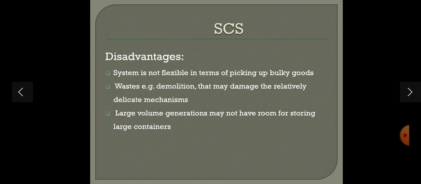And here the disadvantages are that it is not very flexible as in the case of a hauled container system, especially when it comes to picking up very heavy or bulky goods. And waste like demolition waste can even damage the delicate mechanisms that are adopted in this system. And large volume generations cannot be handled in this case, because then we will not be able to store the waste. So these are the disadvantages of a stationary container system.